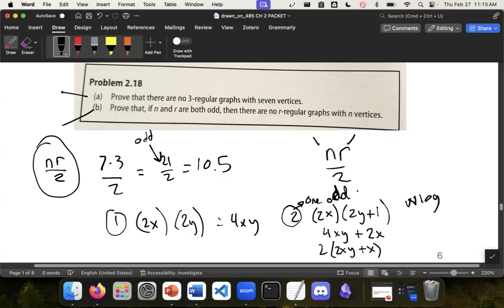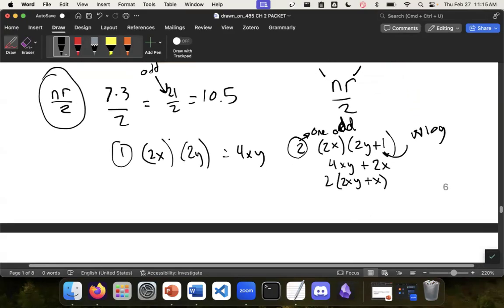Let's spell odd. So without loss of generality, I assumed the second one was odd, but since we can switch multiplicative terms, that's fine. So this is case 1, where neither of them is odd.